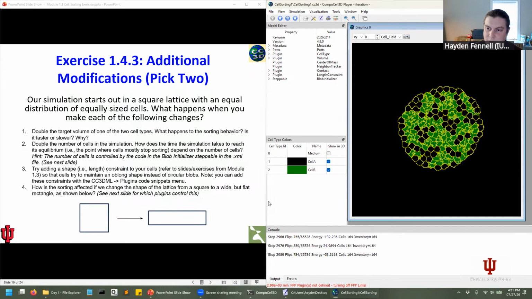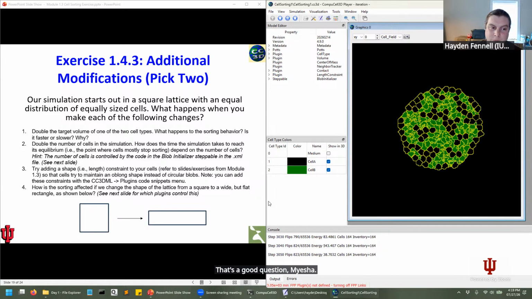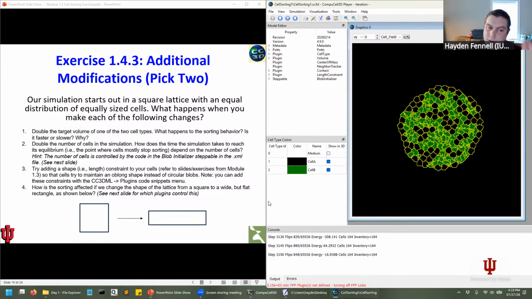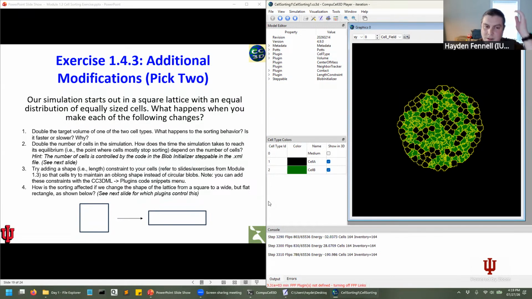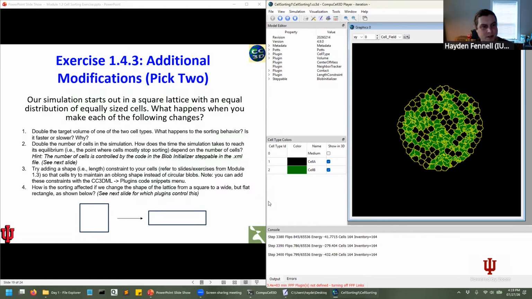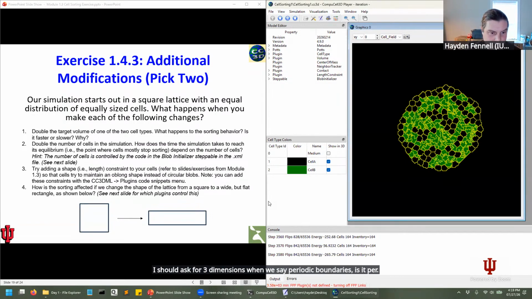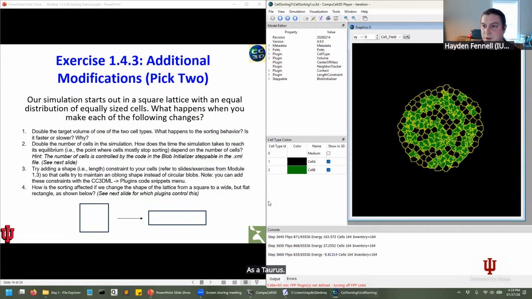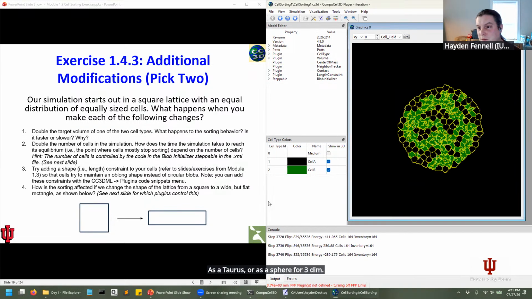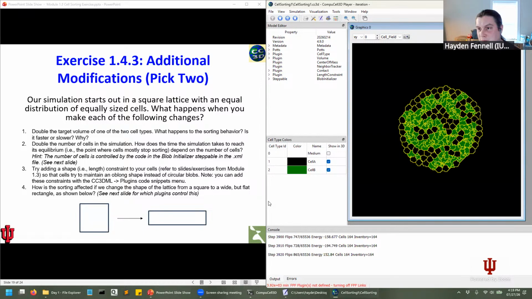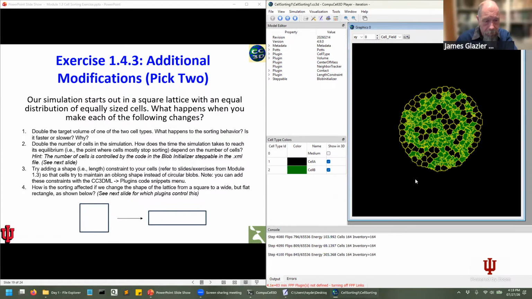That's a good question, Maisha. Maisha asked about 3 dimensions. When we say periodic boundaries, is it periodic as a torus or as a sphere for 3 dimensions? As a torus. Yeah, torus.